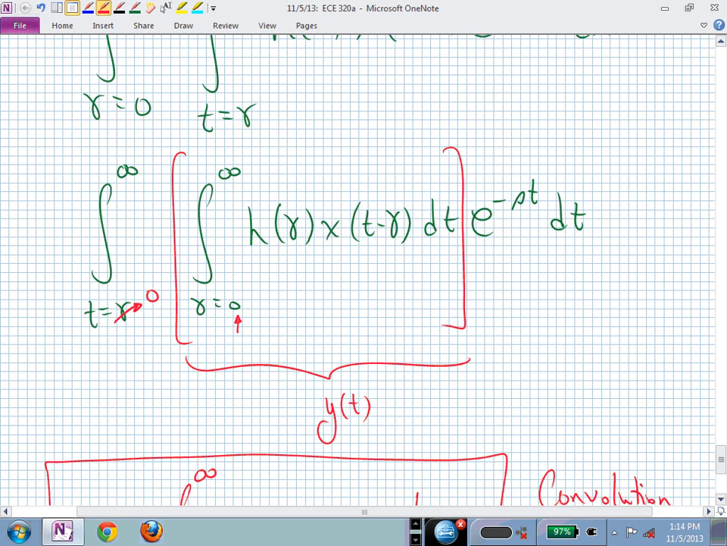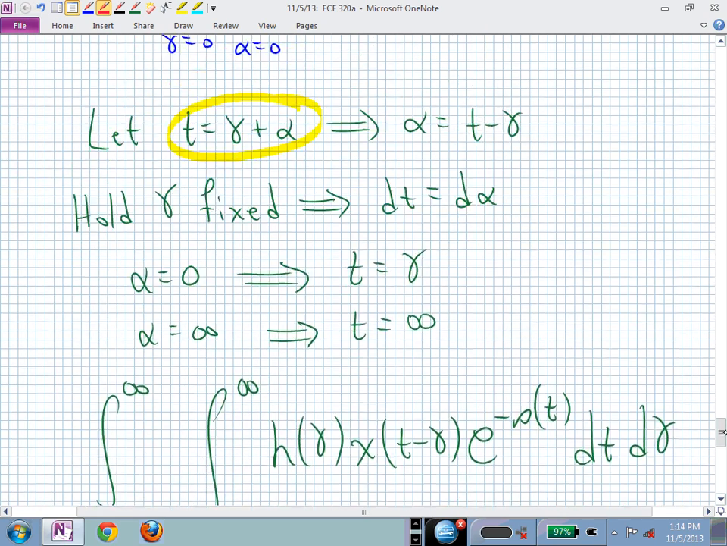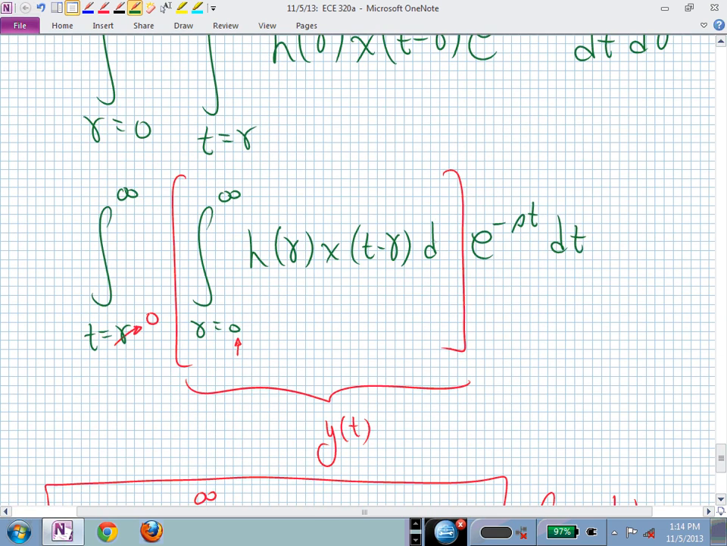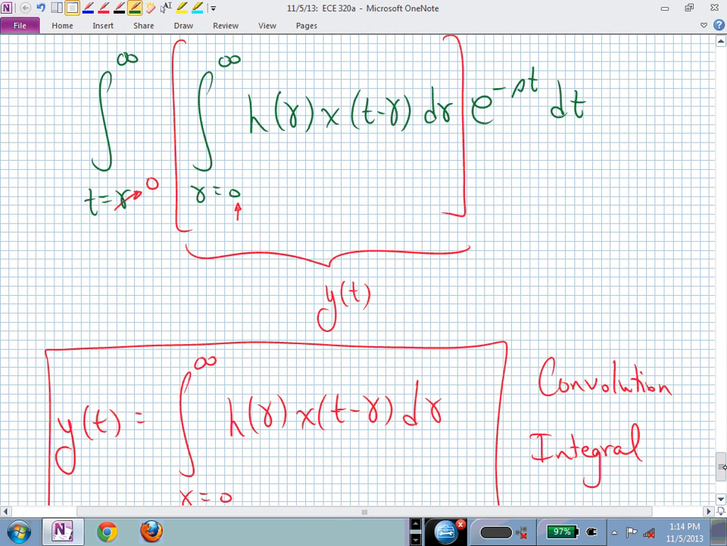Pardon? Oh, I have too many things, don't I? Which one am I doing? I couldn't remember if I was gamma or alpha, but alpha's gone, isn't it? I got rid of it. So this is now my expression that I want. So those should be equivalent. Thank you.